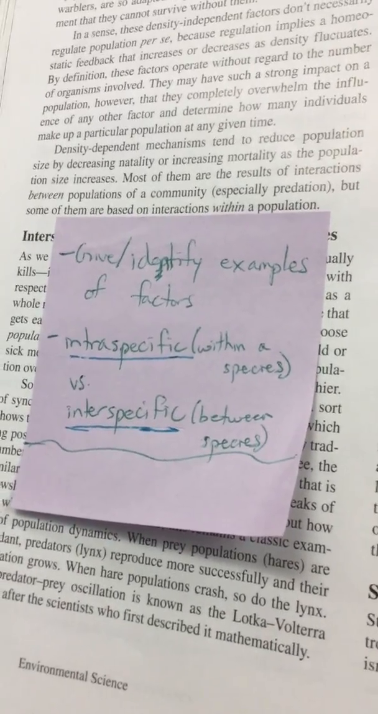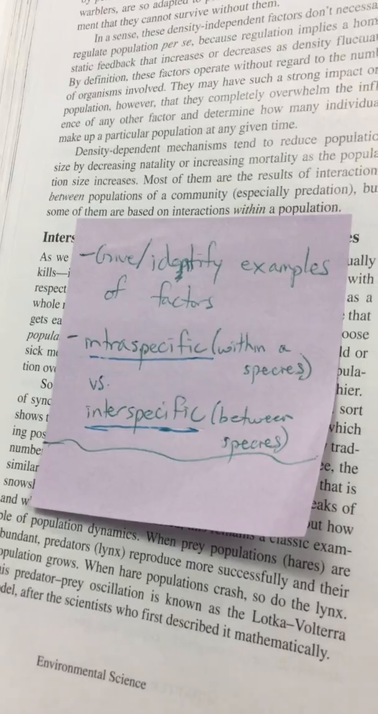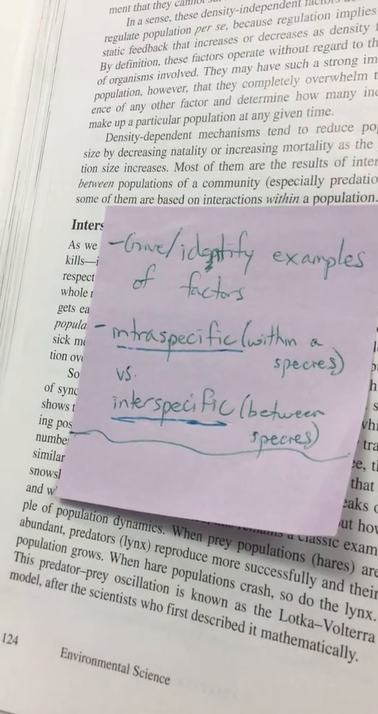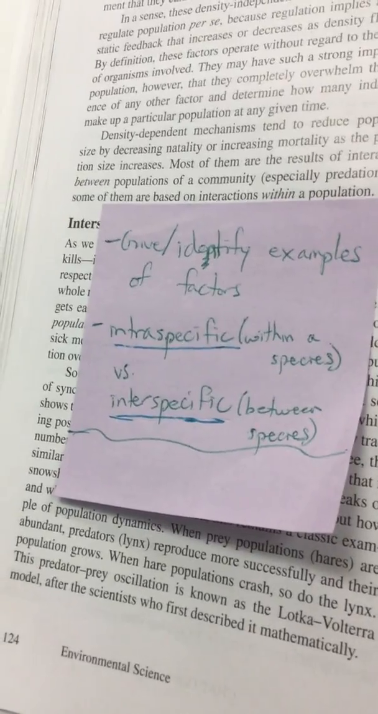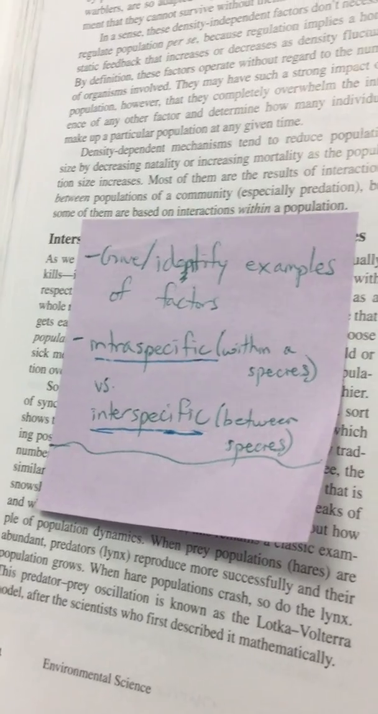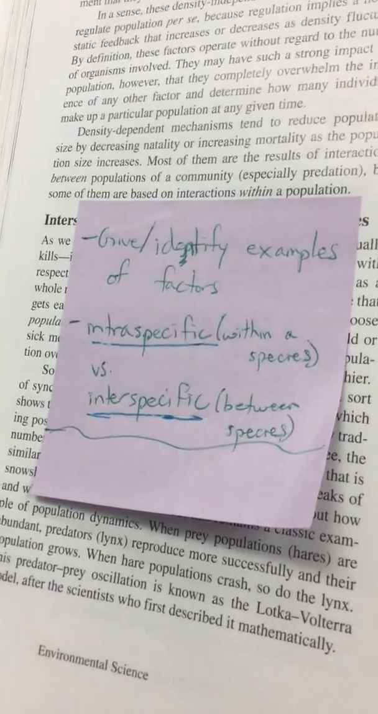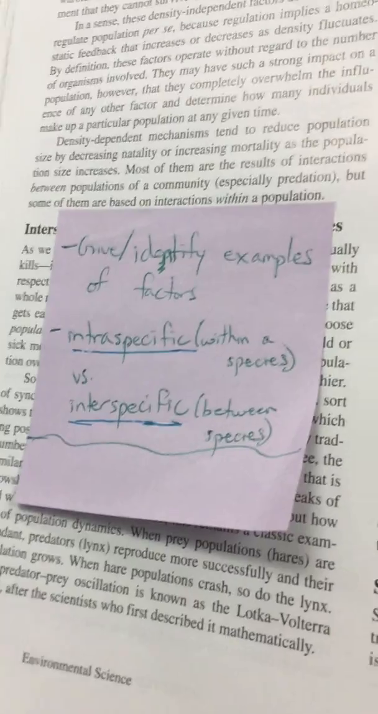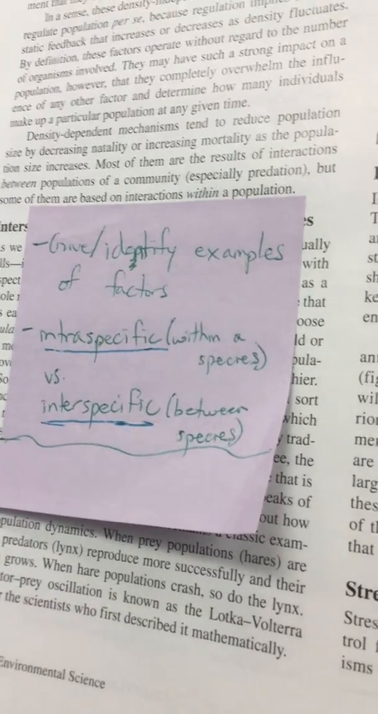Interspecific would be between different species. So there's only 10 girls. You've asked the girl out, but there's only 5 tickets to prom. And you're going to prom at another high school. And there are other people from the other high school trying to buy tickets. Now you're competing with people from the other high school.